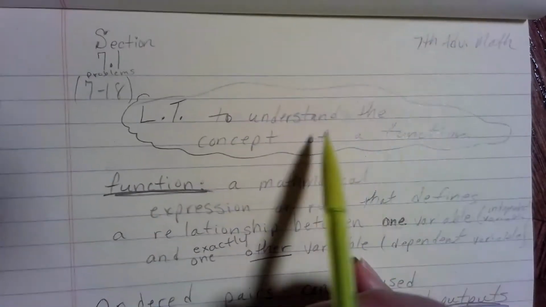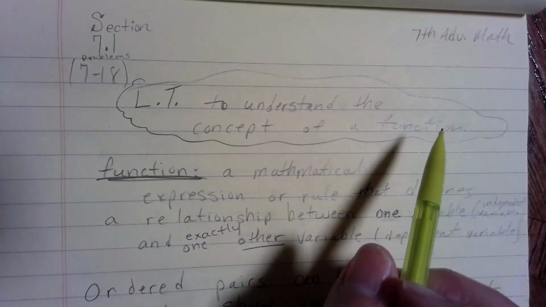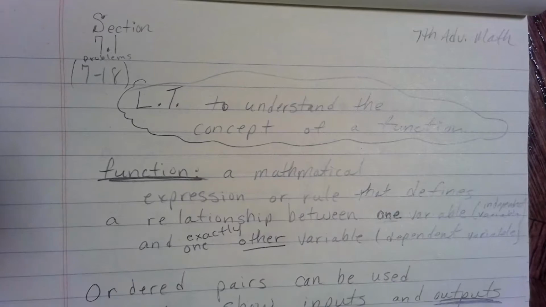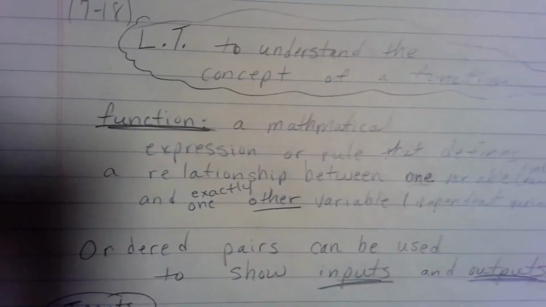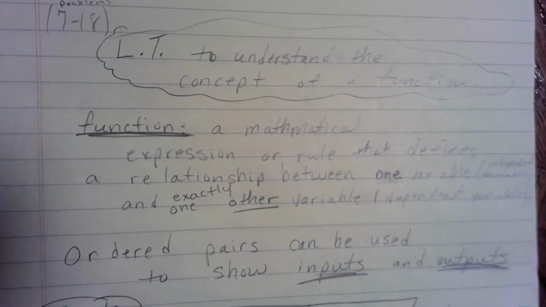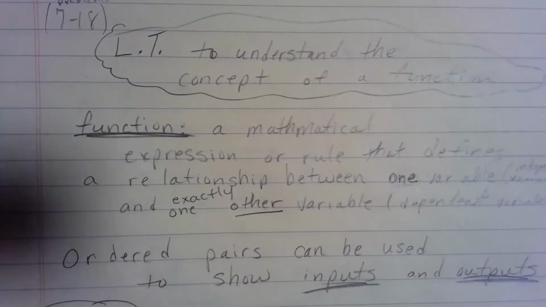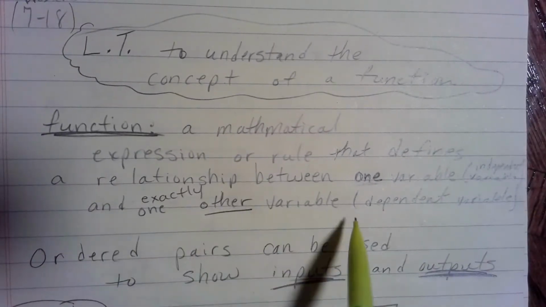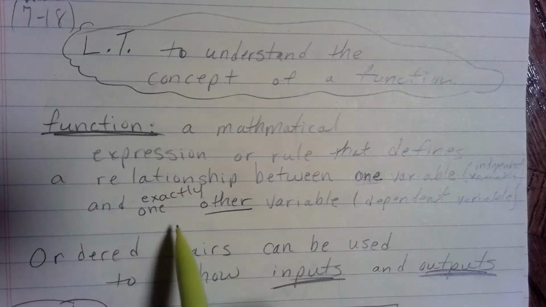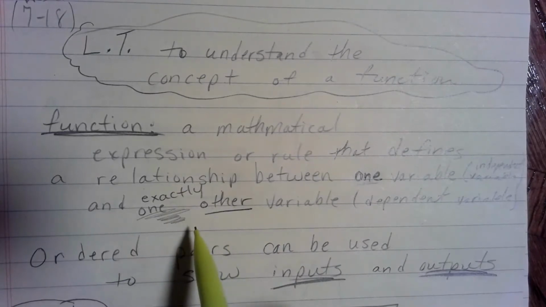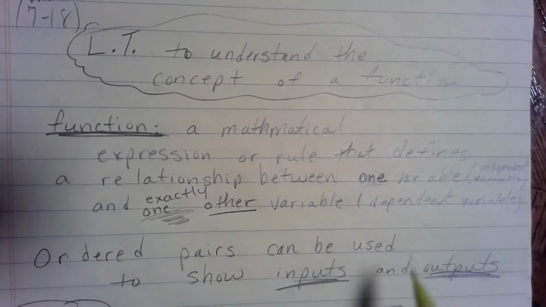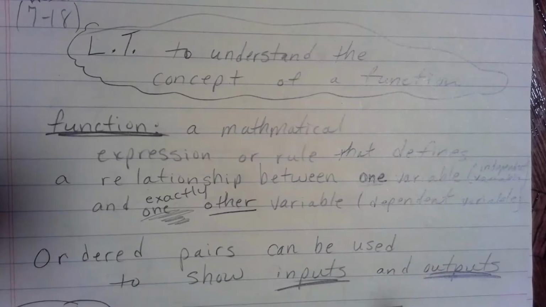So the learning target is to understand the concept of a function, what it is. We're going to get to it. This is the definition, but you'll understand better once we go through what we're talking about. A function is a mathematical expression or rule that defines a relationship between one variable, which is the independent variable, and exactly one other variable, which is the dependent variable. This "exactly one other" is pretty key, and I'll show you later what I mean. Again, pause as needed so you can write things down, but I'm going to keep going.